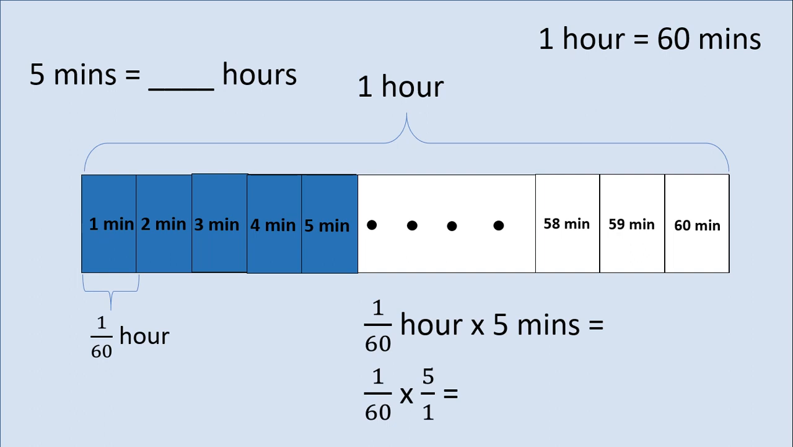Here, we can do 1/60th times 5 over 1. Because 5 is the same as 5 over 1, we can multiply across. 1 times 5 is 5, and 60 times 1 is 60. So 5 minutes is worth 5/60th of an hour.